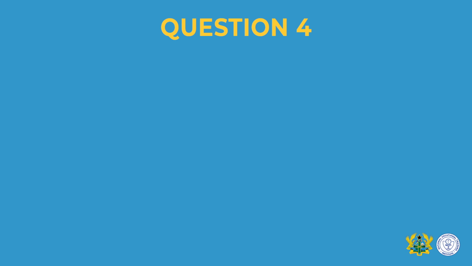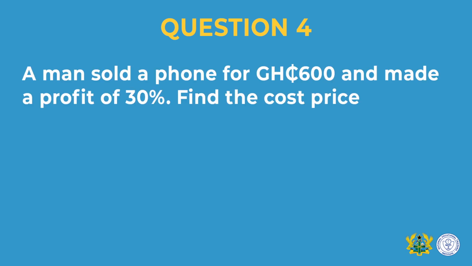Question number 4, as can be seen on the screen. A man sold a phone for 600 Ghana cedis and made a profit of 30%. Find the cost price. Now, with this, we've been given the selling price and the profit percent.